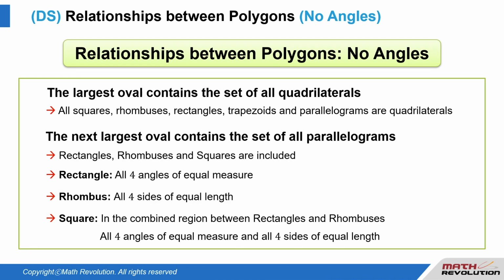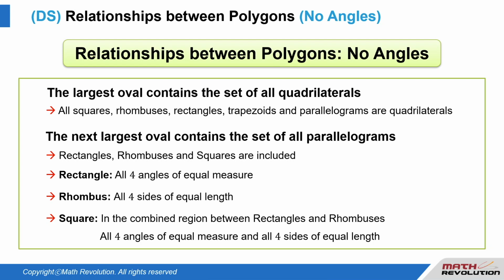The next largest oval contains the set of all parallelograms, which include rectangles, rhombuses, and squares. Rectangles have all four angles of equal measure, while rhombuses have all four sides of equal length. Squares are in the combined region between rectangles and rhombuses, which means that squares share the characteristics of both rectangles and rhombuses. That is, all four angles of equal measure and all four sides of equal length.